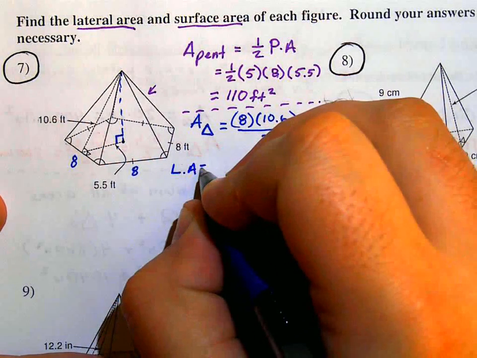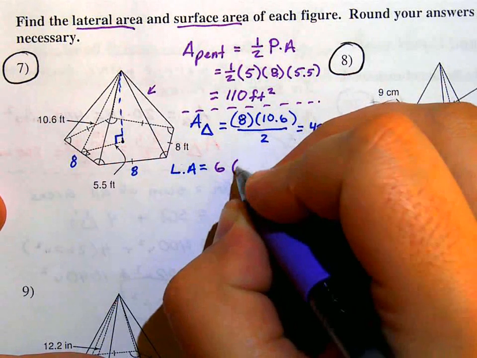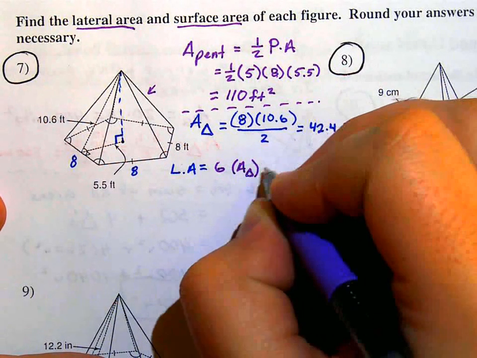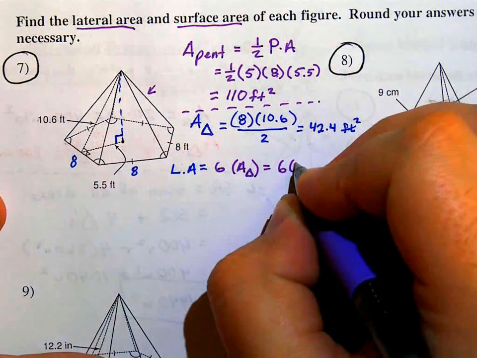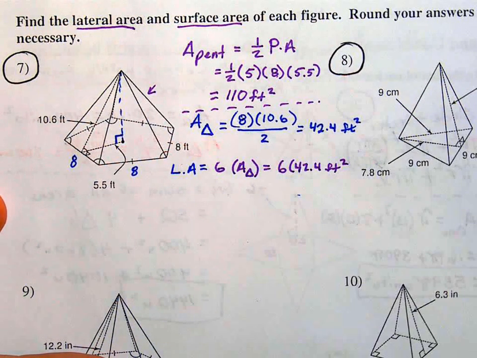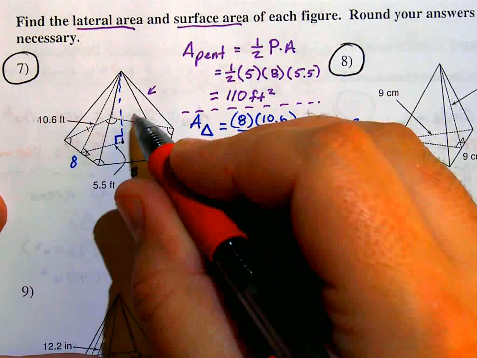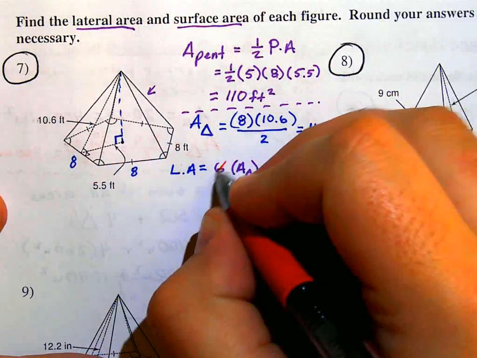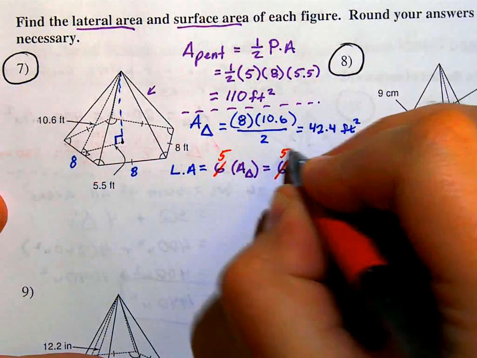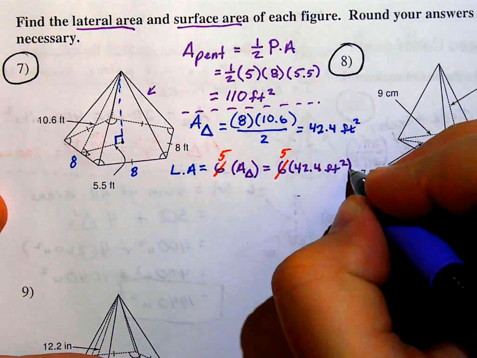So the lateral area is going to be equal to 6 times the area of each triangle. So that's going to be 6 times 42.4 feet squared. Mr. Conaway, what are you talking about 6? It's 1, 2, 3, 4, 5 triangles there. All right, there's 5. Okay, so 5 times 42.4 feet squared.